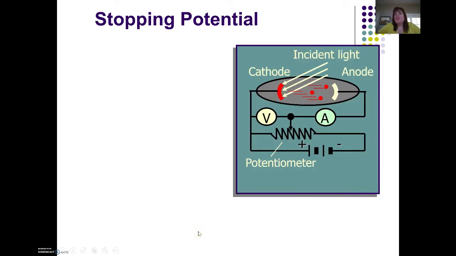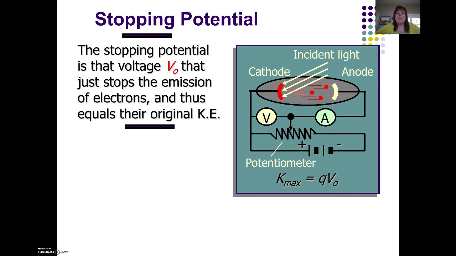So let's look at this equation again in terms of the stopping potential. Remember that the stopping potential is the voltage that just stops those electrons from getting over to this anode. That means that the stopping voltage, if we write it in terms of potential energy, Q times V, then when Q times V is equal to the kinetic energy that those electrons have, they will never make it here.